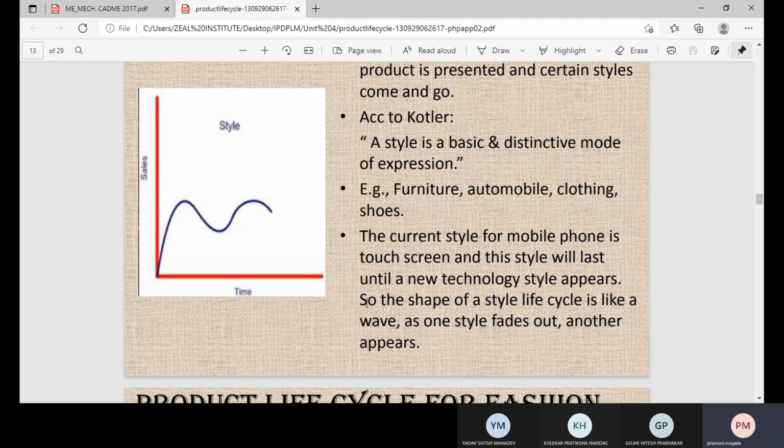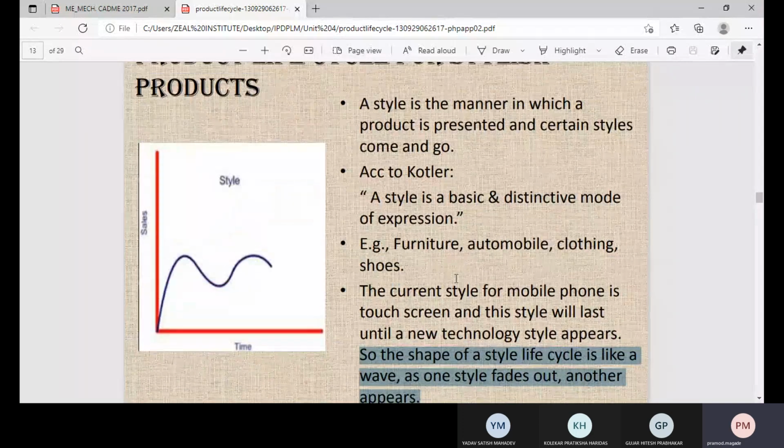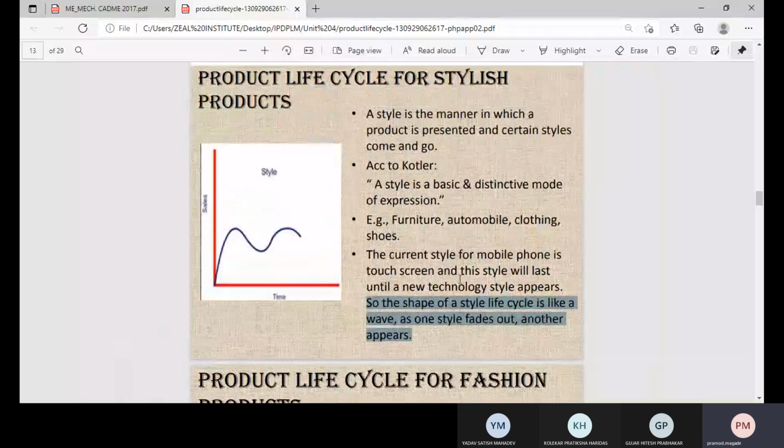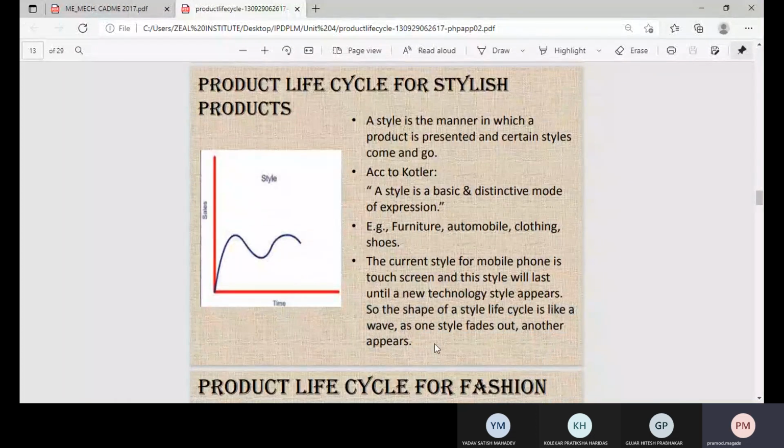So here they have mentioned, the shape of the style life cycle is like a wave. As one style fades out, another can appear. Okay, so this is about the style. So I hope you understood the product life cycle for style products, stylish products. You can write key points only.